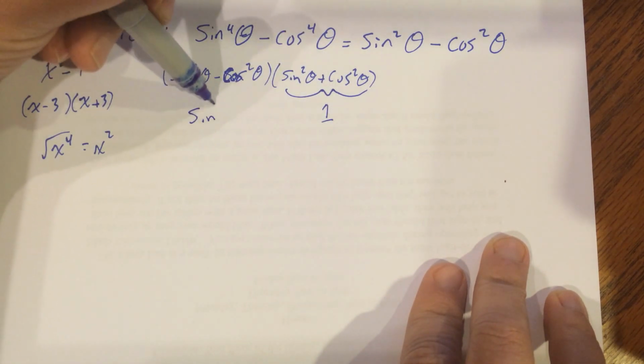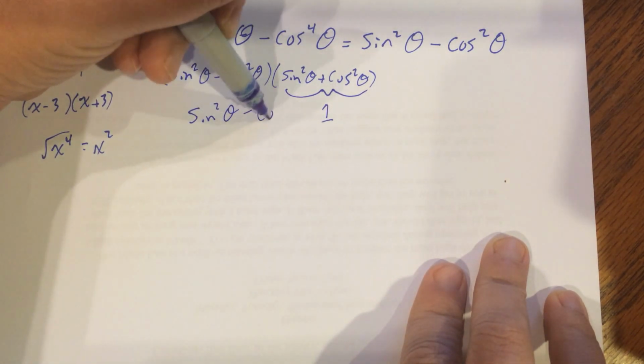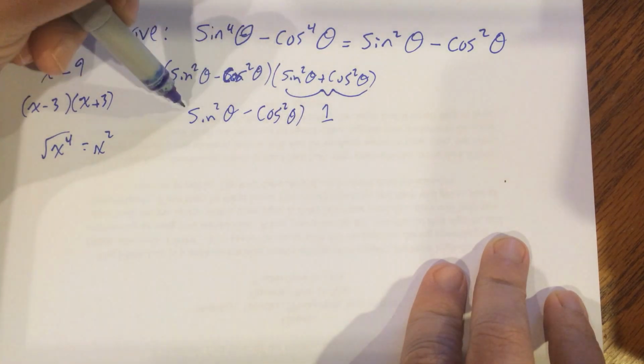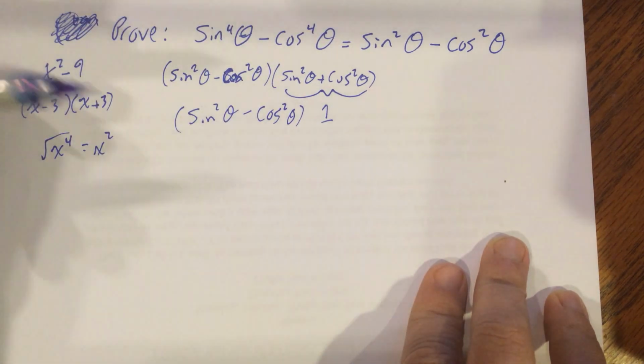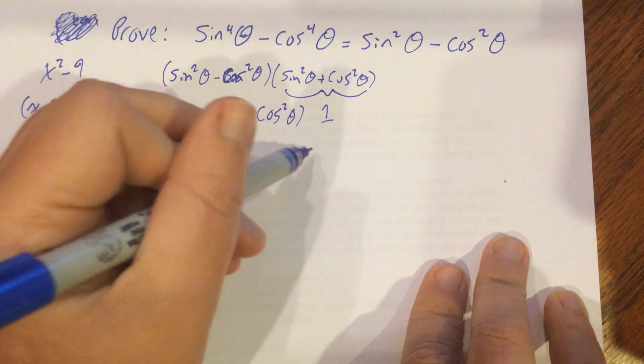So I just have sine squared theta minus cos squared theta times 1, which again equals this, because anything times 1 is itself, so I'm done.